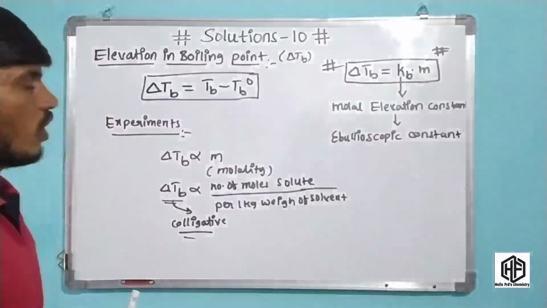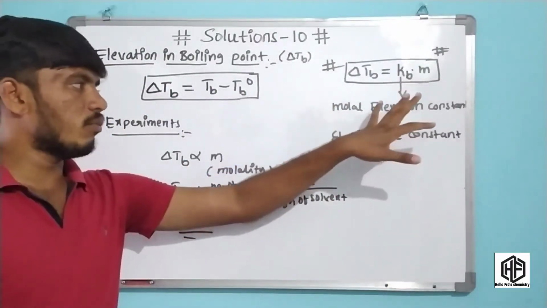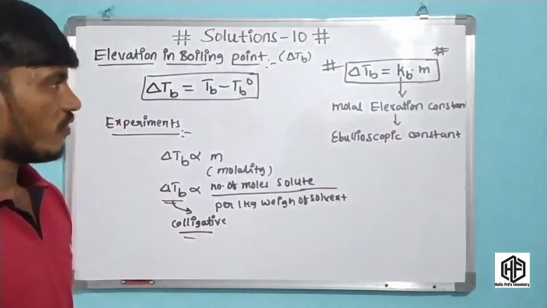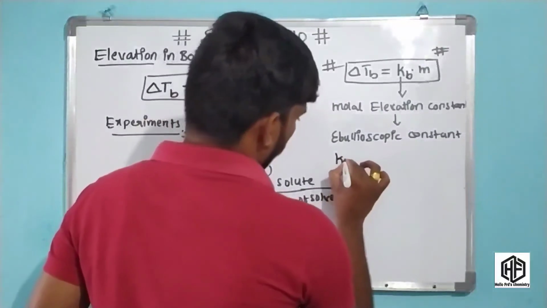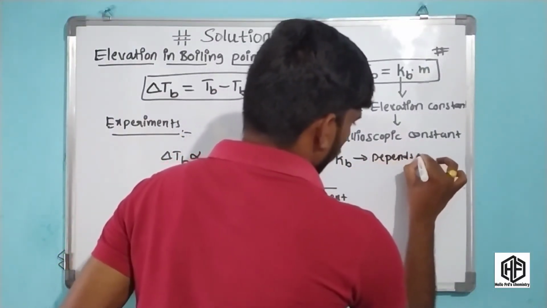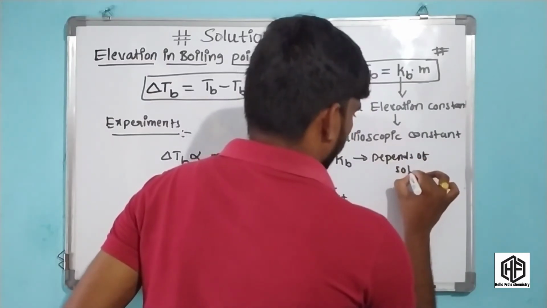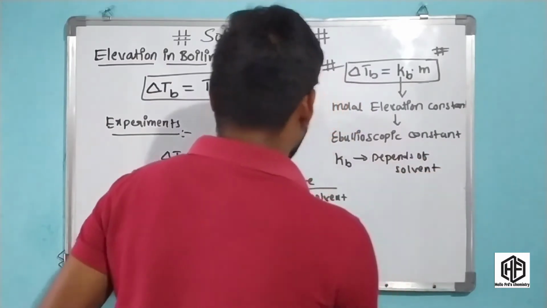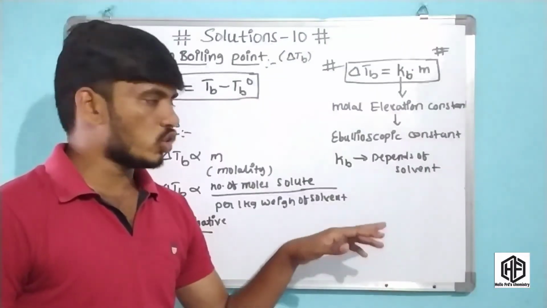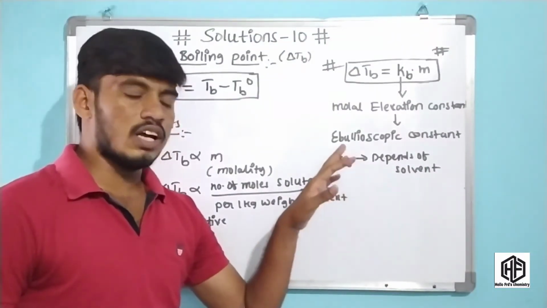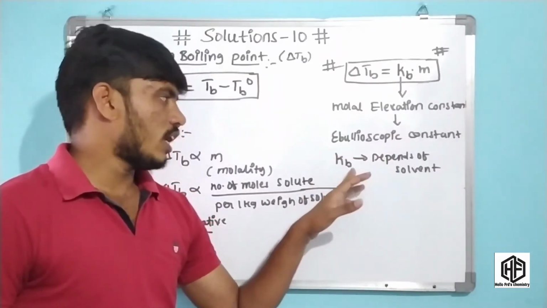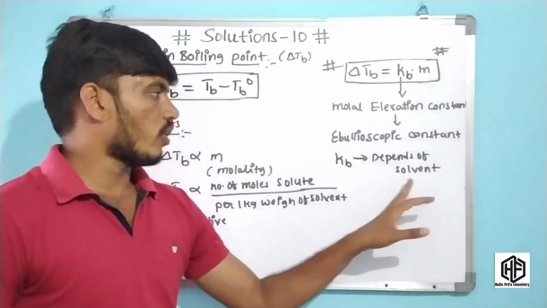What is Kb? Kb is the molar elevation constant or ebullioscopic constant. Okay friends, this Kb depends only upon the solvent, but does not depend upon the solute. In many competitive exams, this Kb value is constant and is given in the question. Kb depends only upon the solvent.